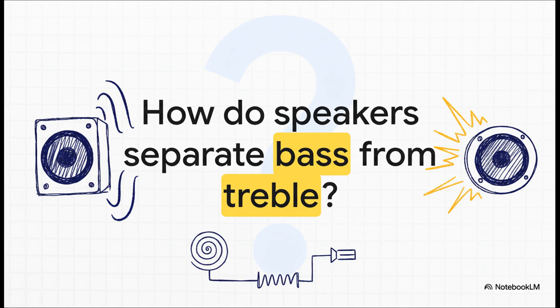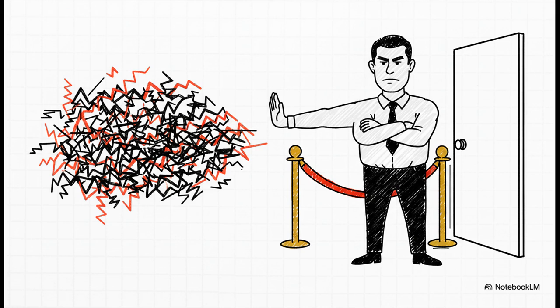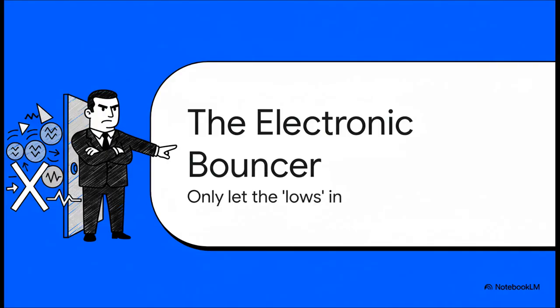Well, it's not. The secret is actually this tiny, incredibly clever circuit that acts just like a bouncer at a really exclusive club. It's got a super strict door policy, and its entire job is to control which electronic signals get in and which ones don't. And this electronic bouncer, this gatekeeper, it really only has one simple rule. It only lets the lows in. Now, in the world of electronics, lows just means low-frequency signals. Anything else, any high-frequency signals, they get turned away right at the door.